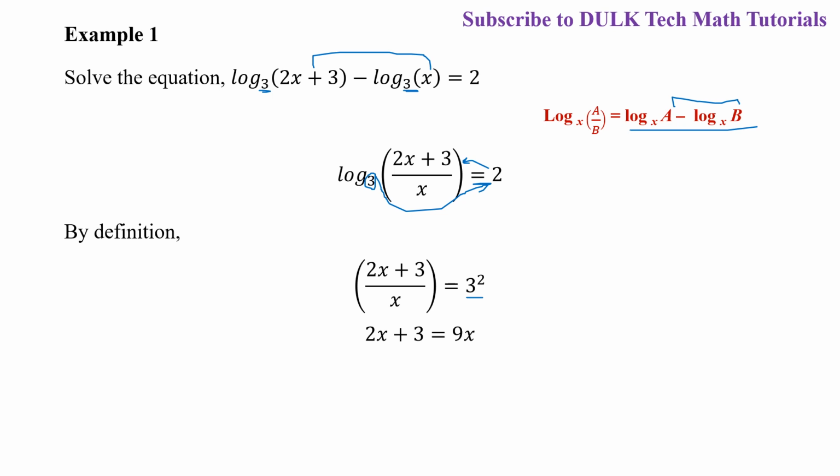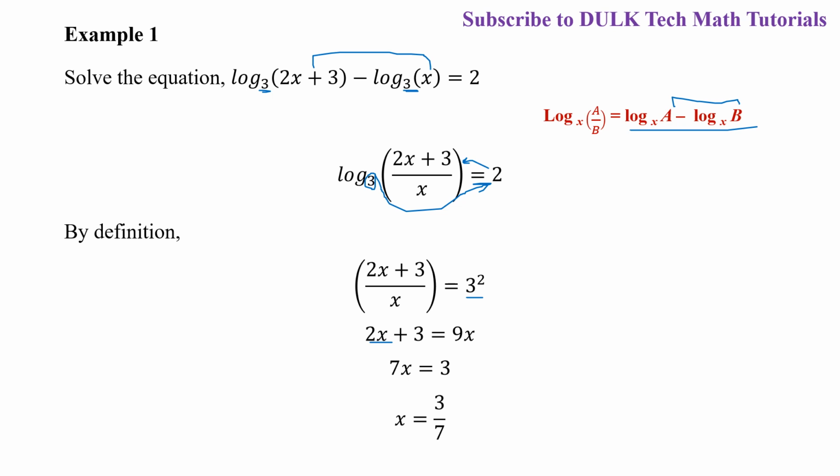Then from here, we are collecting like terms. Let's take this 2x to the right-hand side where it will subtract 9x, so we remain with the 3 being equal to 7x. So 7x is equal to 3. And finally, we are dividing both sides by the coefficient of x, which is 7. So x is equal to 3 over 7, like this.